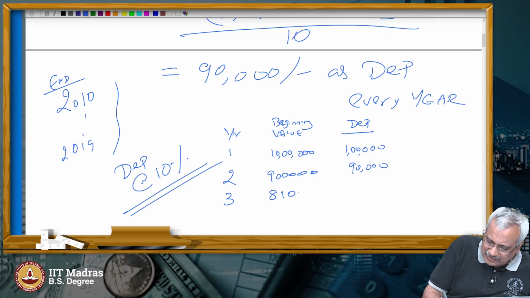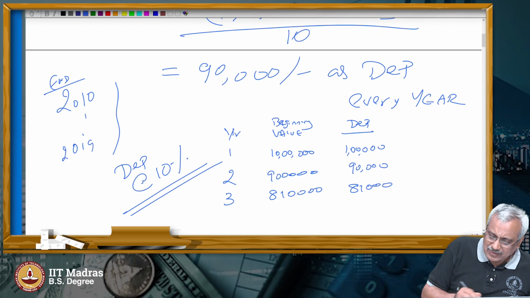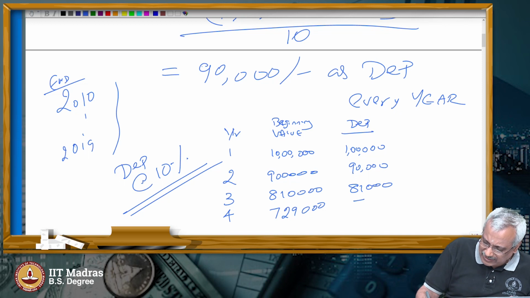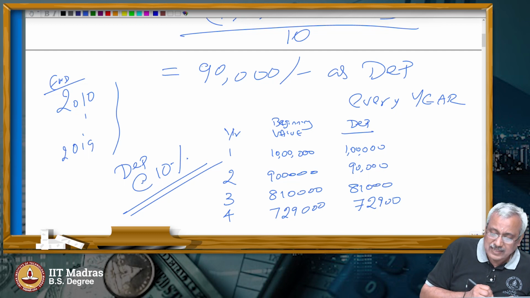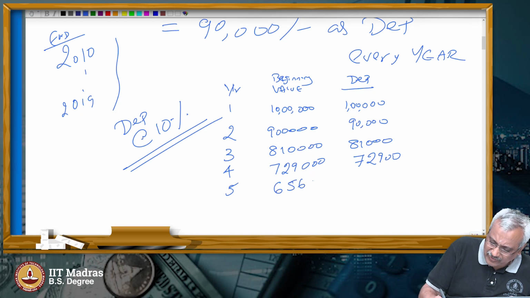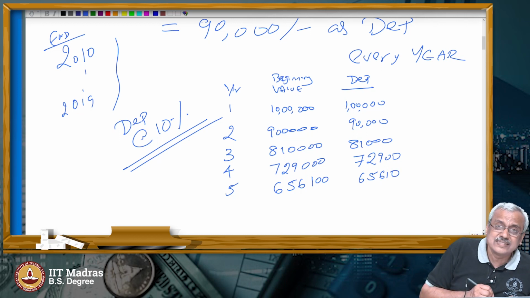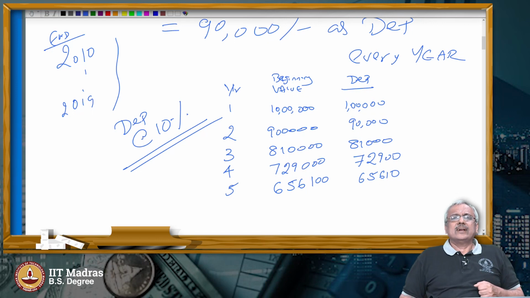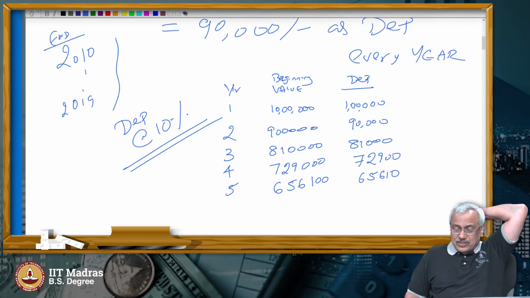Beginning year value third year 8 lakh 10,000. Depreciation at the end of third year 81,000. Fourth year beginning value 8 lakh 10,000 minus 81,000, that is about 7 lakh 29,000. Now depreciation for the year 72,900. Now fifth year, what is the value of the machine? Value of the machine 7 lakh 29,000 minus 72,900, that is 6 lakh 56,100. Depreciation 65,610, and so on. I am not going to draw the whole thing. So this method is called the reducing balance or written down value method.